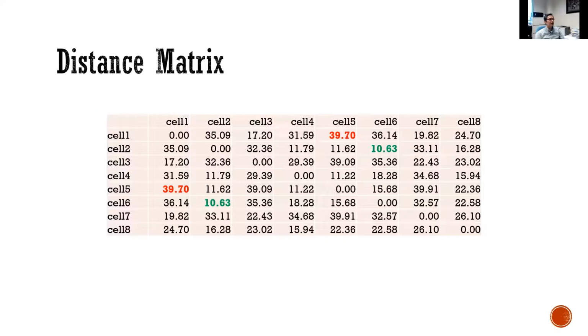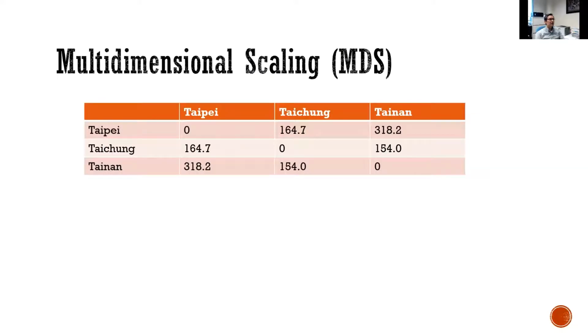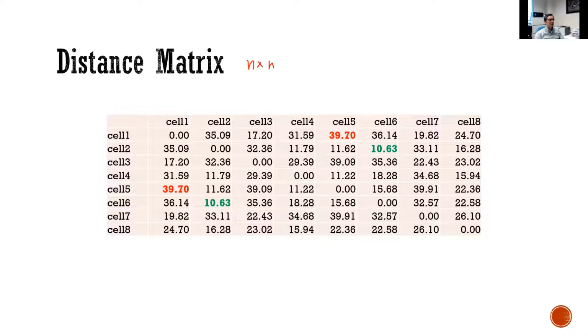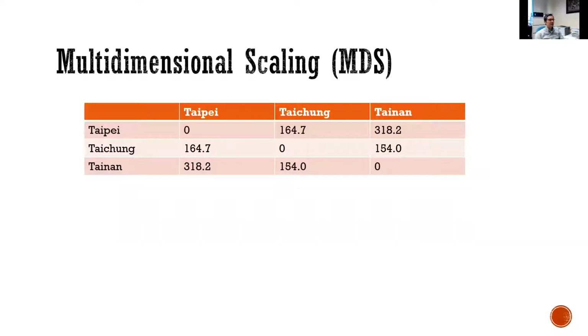So once we have this n by n distance matrix, we are going to use a technique called multi-dimensional scaling analysis to reduce the dimension and plot the relative position of those cells into two-dimensional space. So I will give you an example, to see how this multi-dimensional scaling algorithm will work.